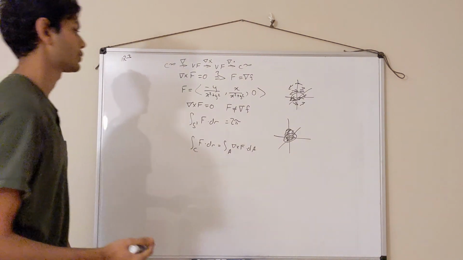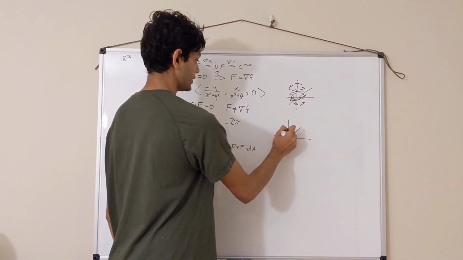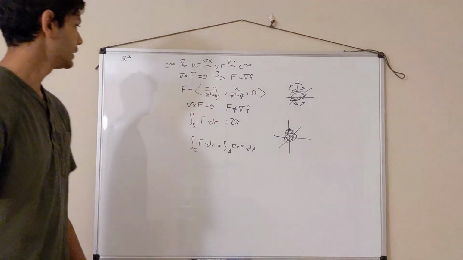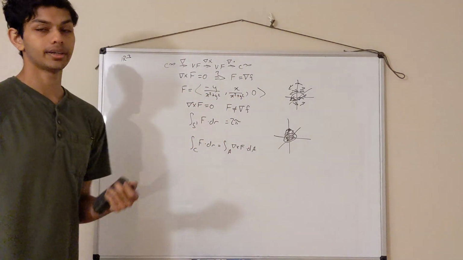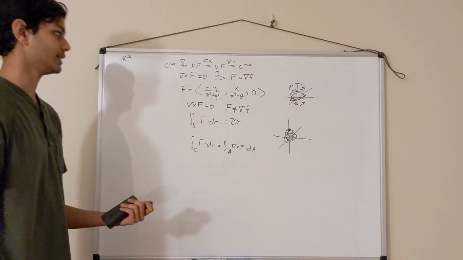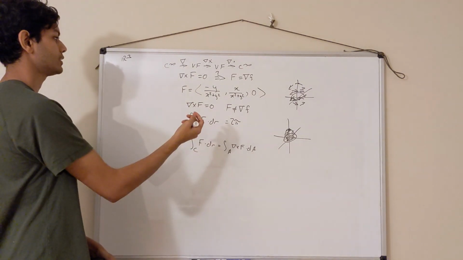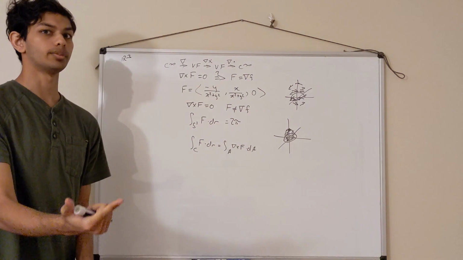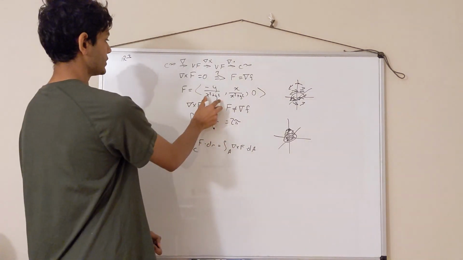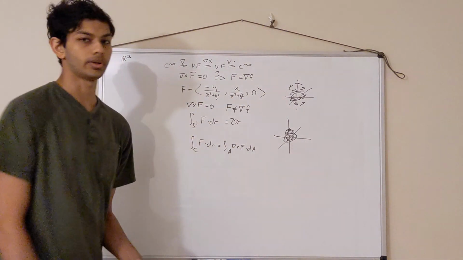However, that region also doesn't work because it'll have to pass through the z-axis at some point. And this vector field, not only is it not defined at the origin, but it's actually not defined on the z-axis. And the z-axis is the only place where it's not defined, because the z-axis is precisely the points where x and y are both 0. And if x and y are both 0, then that's equivalent to x squared plus y squared being 0.